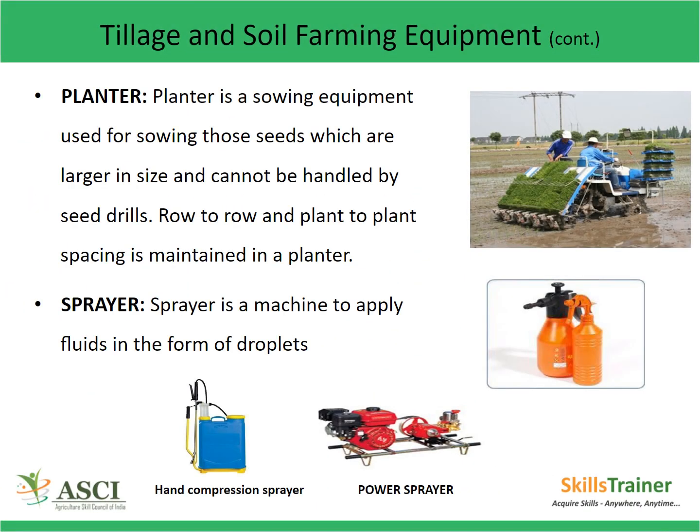Planter. Planter is a sowing equipment used for sowing those seeds which are larger in size and cannot be handled by seed drills. Row to row and plant to plant spacing is maintained in a planter. Sprayer. Sprayer is a machine to apply fluids in the form of droplets. Some forms of sprayer are hand compression sprayer and power sprayer.